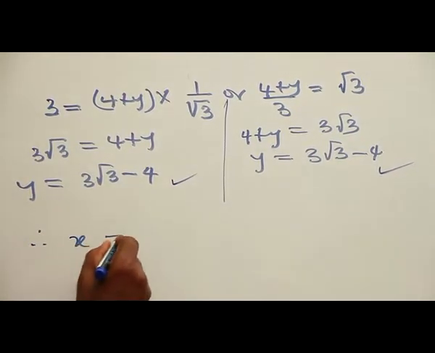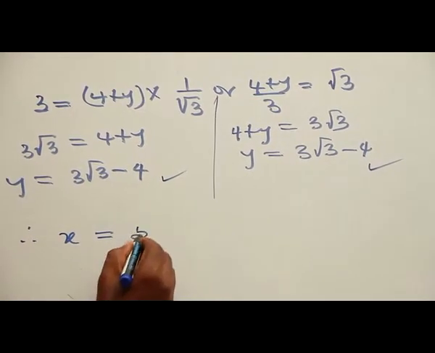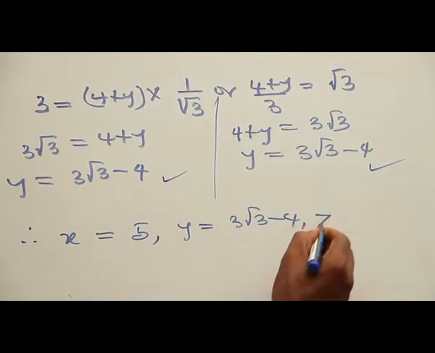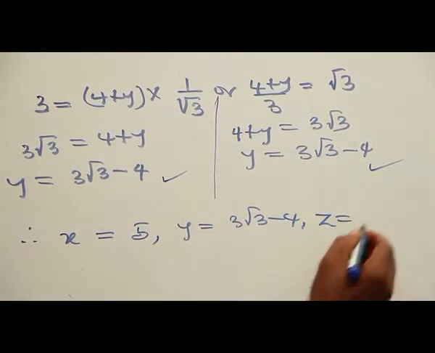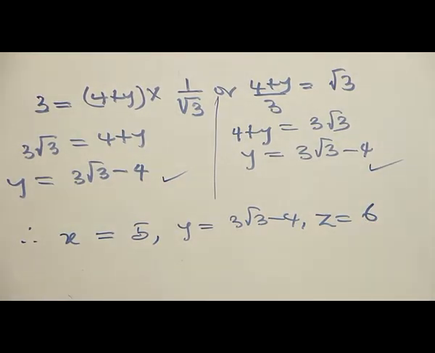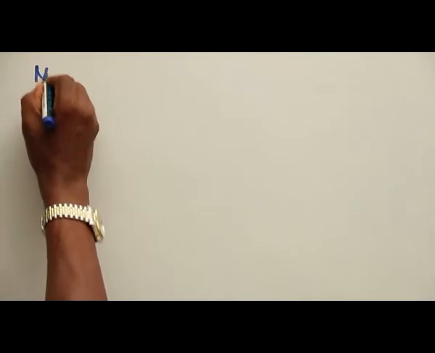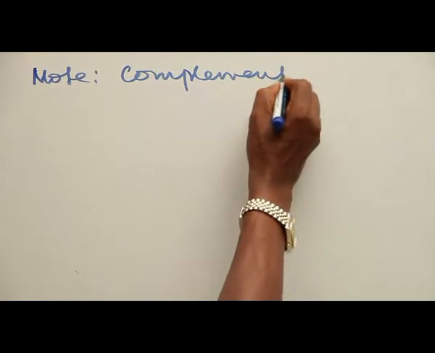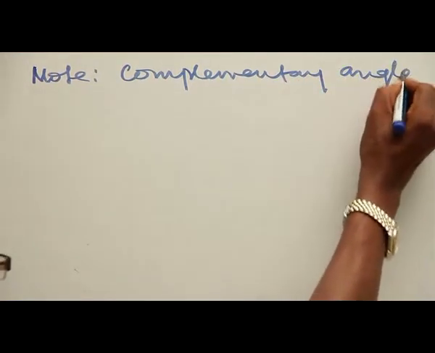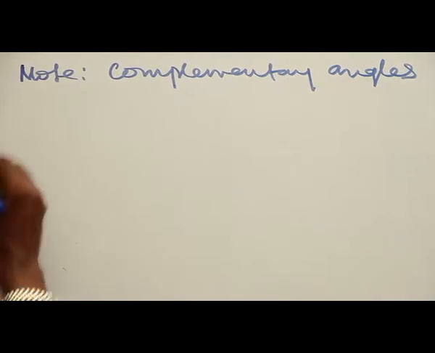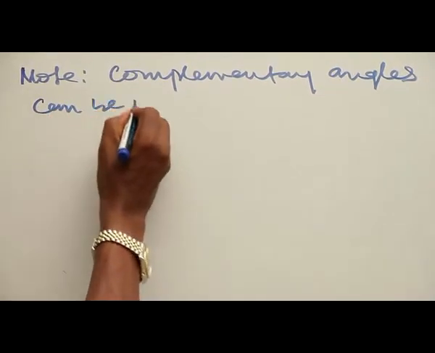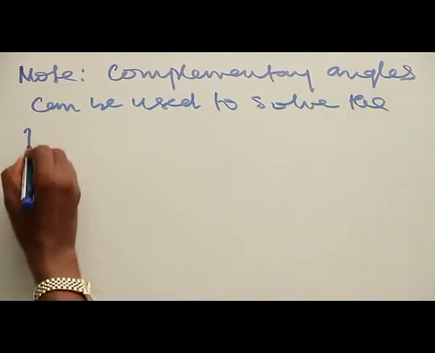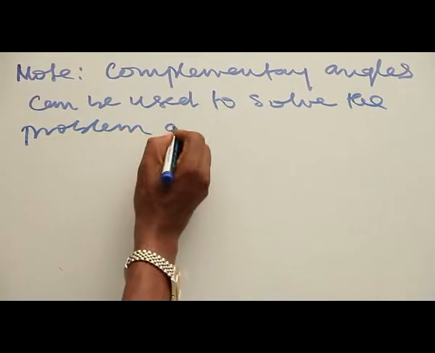Therefore, your s, which you find is equal to 5, your y is equal to 3 root 3 minus 4, and your z is equal to 6. So these are the values of the unknown sides. I want you to note this, that complementary angles can be used to solve the problem as well.